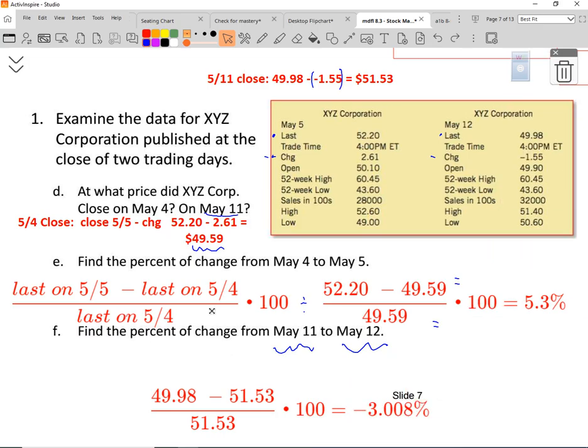And now because the price went down, it's a negative percent of change. It's a percent of decrease. If it's a positive percent change, it's a percent of increase. If it's a negative percent change, it's a percent of decrease.